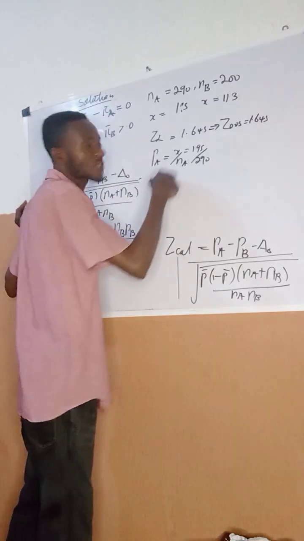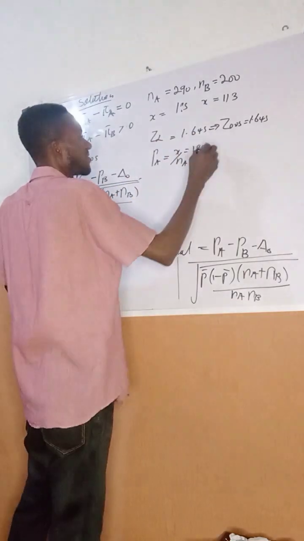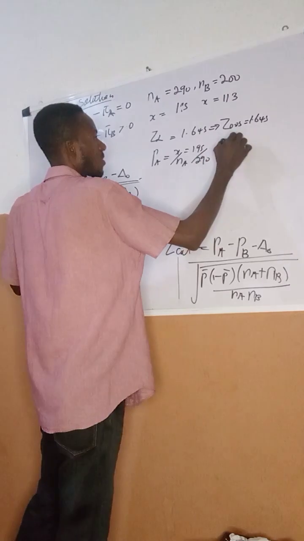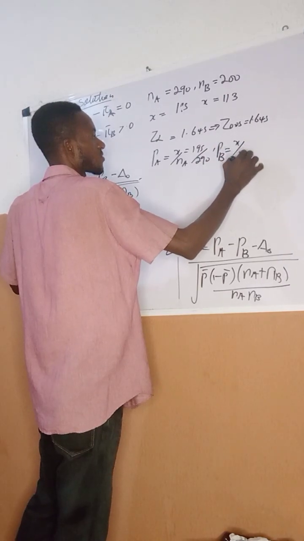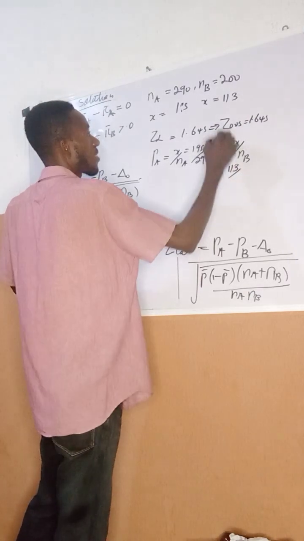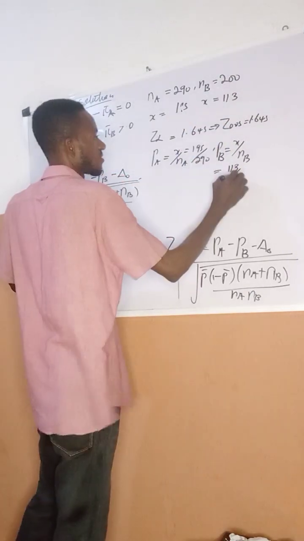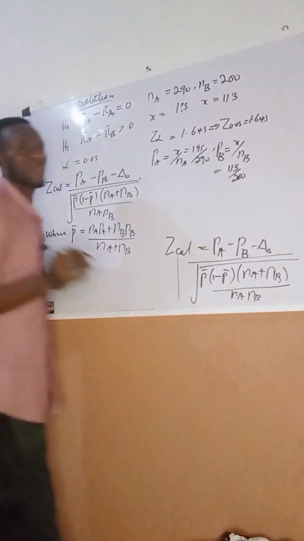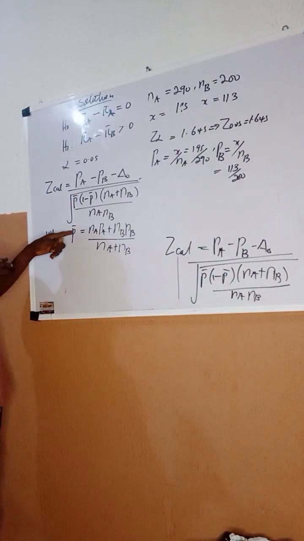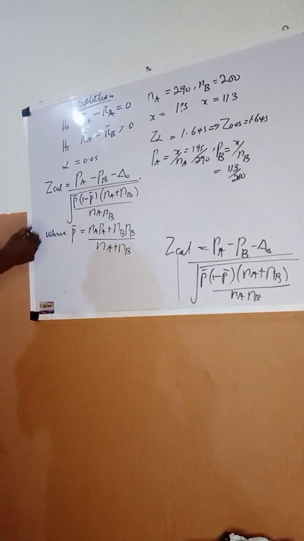Then, of course, for us to get our P of B, I'm going to have that our P of B is given as X all over N of B, which here is 113 all over 200. That's what we have.